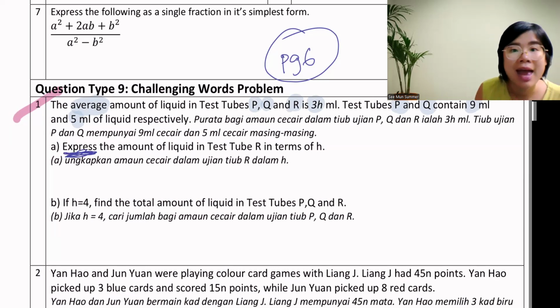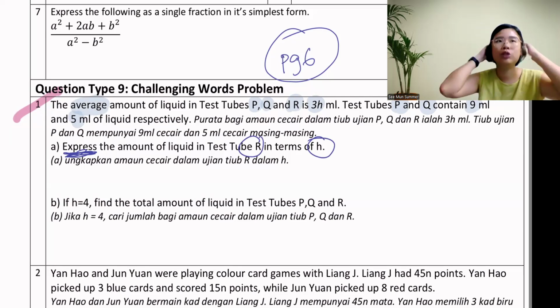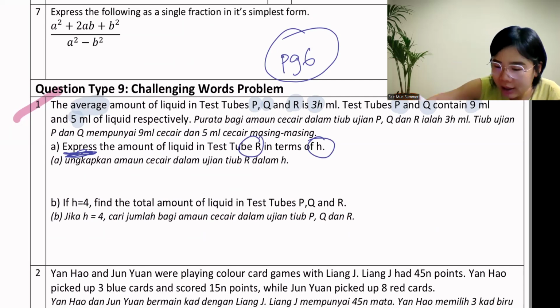Can you see express? Do you remember this term? Express. This is actually chapter 3. Chapter 3 is about finding who is the main character, the subject. So when you see express R in terms of H, may I know who is the main character? Is it R or H? You sure it's H? Express is like you show it, make it shown, make it shine, for example. So remember, R is closer to it.